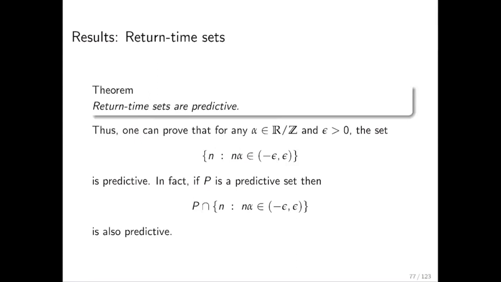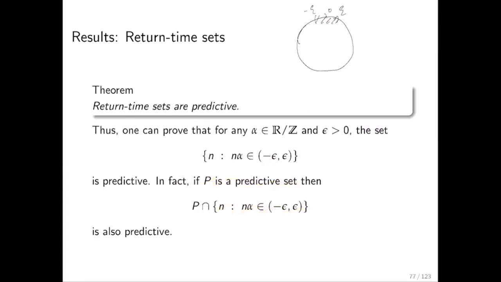Here's an example. Look at the circle, and now look at the transformation which is rotation by alpha. So this gives us an interval (-epsilon, epsilon). And now I ask, when do I return by my rotations to this interval? This turns out to be a return time set, and this is predictive. More is true. In fact, one can prove that if you take any predictive set and you intersect with these return times, then it also is predictive.